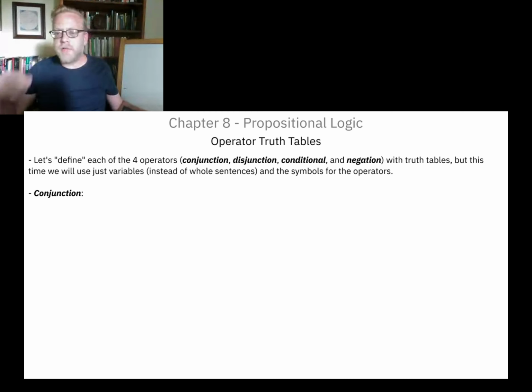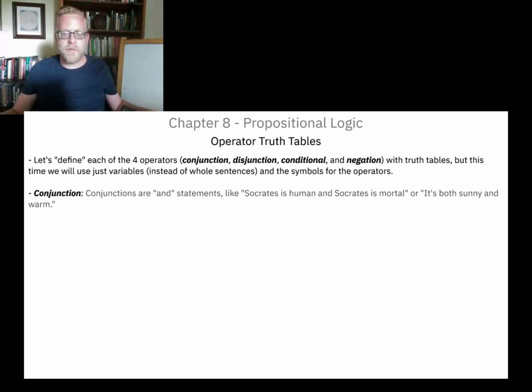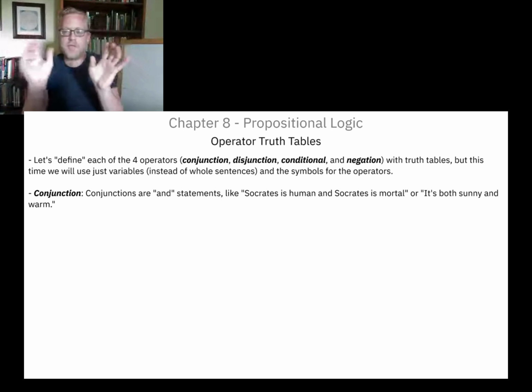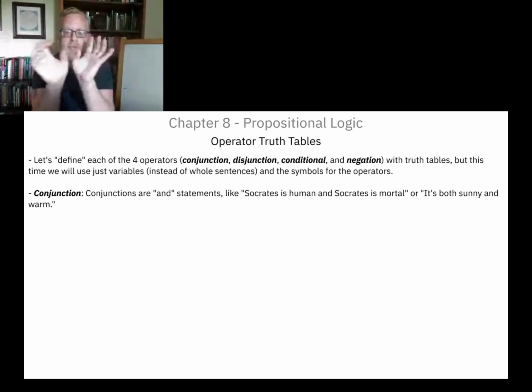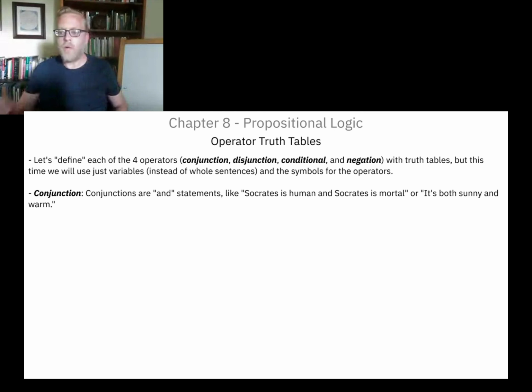So conjunction is really the easiest. That's always a nice one to start with. Right? So conjunctions, just to remind you, they're and statements. So Socrates is human and Socrates is mortal. That's an and statement, right? We have 2 simple statements, Socrates is human, Socrates is mortal, held together by and. Or if I say it's both sunny and warm, that kind of sounds like one simple statement, but really that's also a conjunction of 2 different statements. It's sunny, it's warm, and it's being held together by and. So that's what conjunctions are.